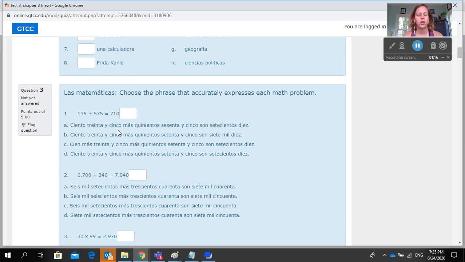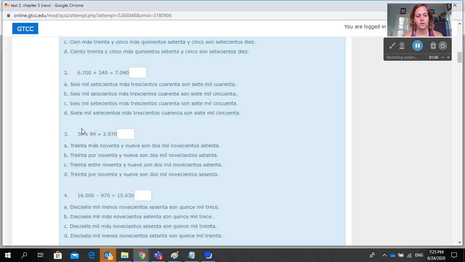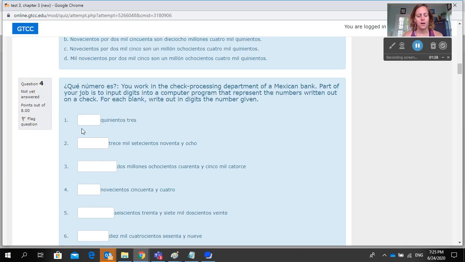Las matemáticas, choose the phrase that accurately expresses each math problem. So you have a math problem written out here. If A is how you would say those words or write out those words in written form, you would write an A. If it's B, you would write a B, and so on and so forth. So just find the written form that matches the numerical expression that you see for each one of those.